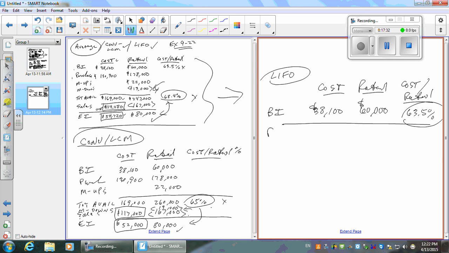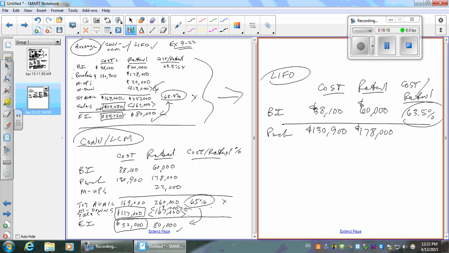My purchases are how much? 130,900. Everybody staying with me? Retail is 178,000. Not a big deal. But we're going to have to put in our markups and markdowns. This is an average method with LIFO. If you wanted, you could use a LIFO with lower of cost or market, couldn't you? You could. What would you do? Only include the markups, don't include the markdowns in the new layer, and then do it every year. I won't ask you to do that, but you could if you wanted, okay? So this is really a LIFO at average, okay?